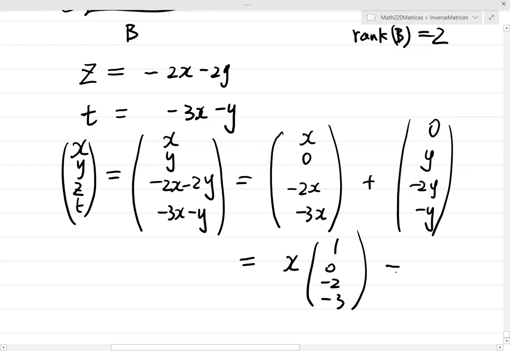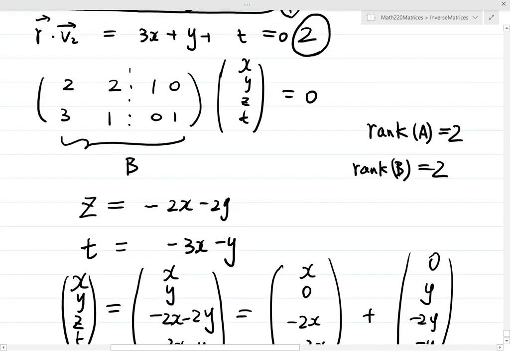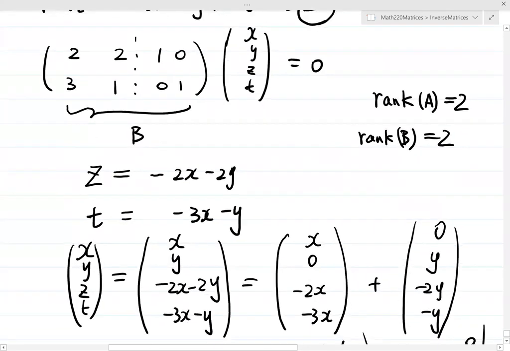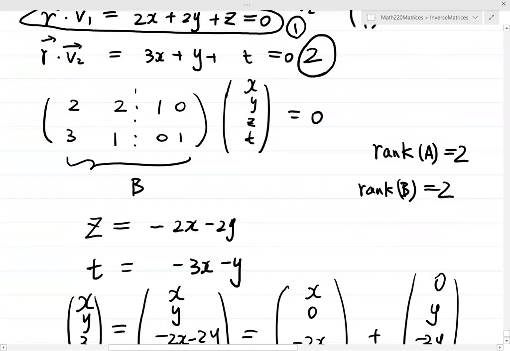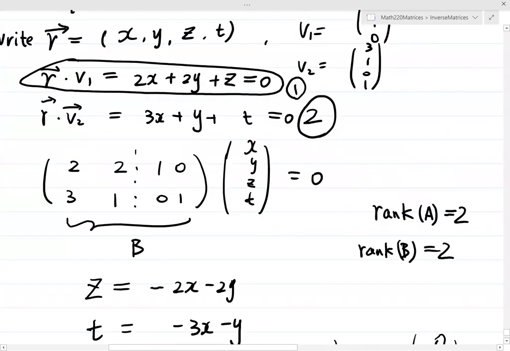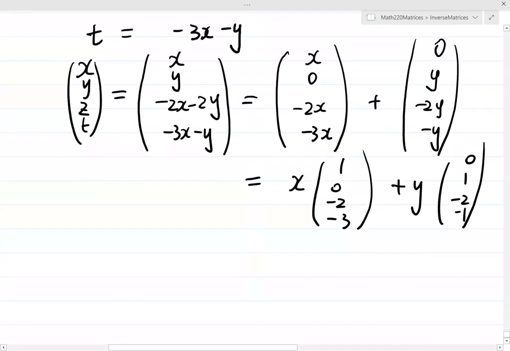Okay, factor out x. This we factor out the y. So you see, the space xyzt that is orthogonal to the matrix B is actually spanned by these 2 vectors.